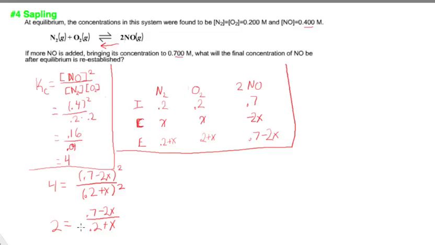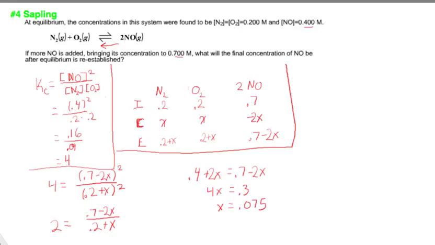Now I'm going to multiply both sides by the denominator, and I get 0.4 plus 2x equals 0.7 minus 2x. I'm going to add 2x to both sides to get 4x. If I add 2x to a negative 2x, I get 0. I'm going to subtract the 0.4 from both sides, so I get 0.3. I'm going to divide by 4 and get 0.075.